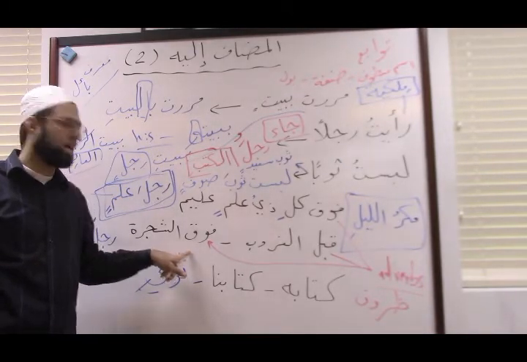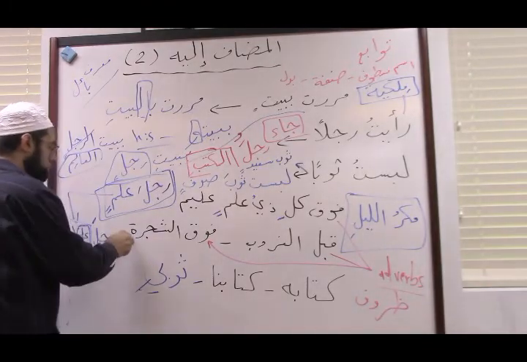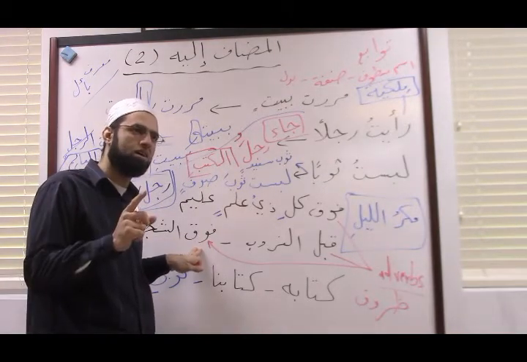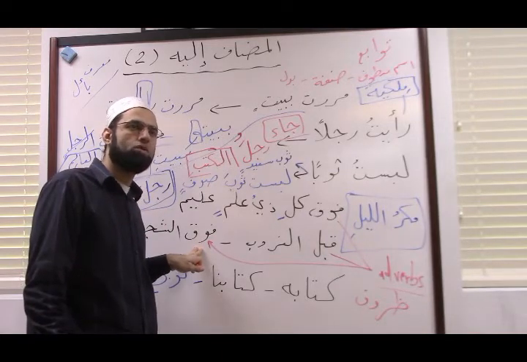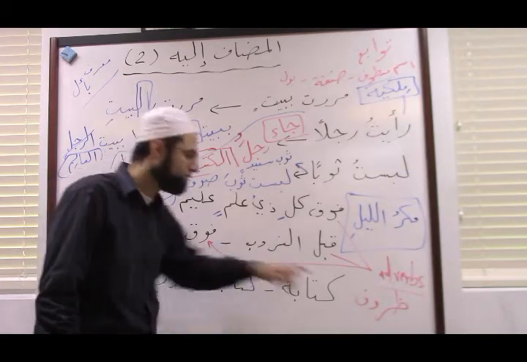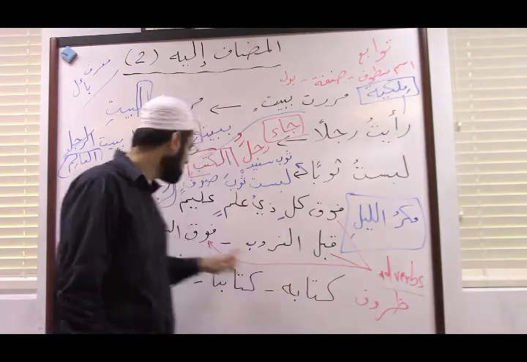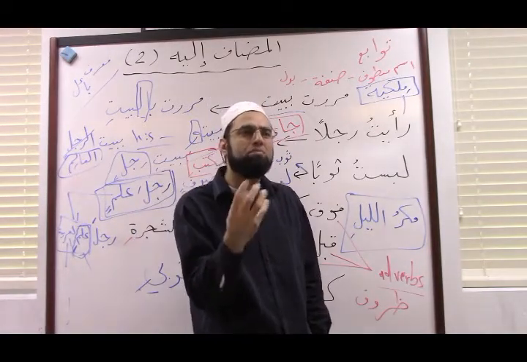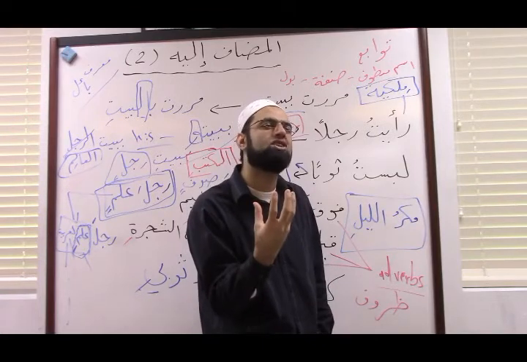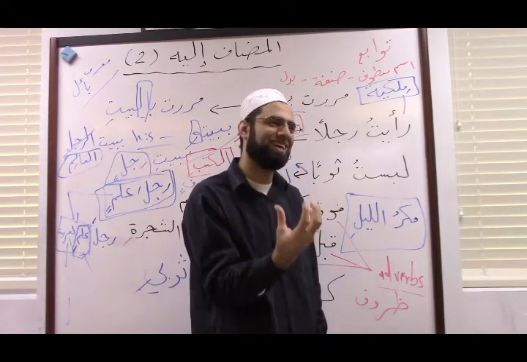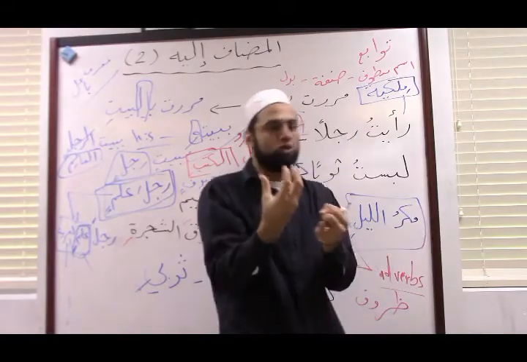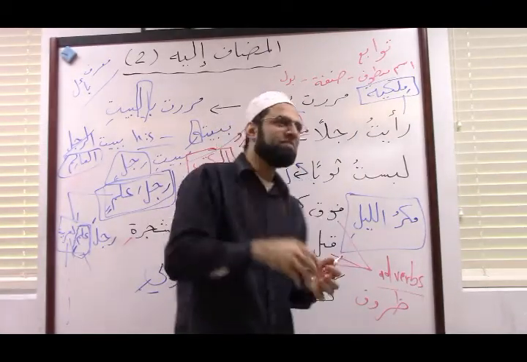Clear. الشجرة. What's the I'rab of الشجرة? مضاف إليه مجرور وعلامة جره الكسرة. فوق مفعول فيه ظرف مكان. We say مفعول فيه, not مفعول به. مفعول فيه ظرف مكان منصوب. Got it? It is not مفعول به. It is مفعول فيه, meaning the action took place in it. مفعول به, the action took place to it, on it. But مفعول فيه, the action took place in it. But they're both mansoob.